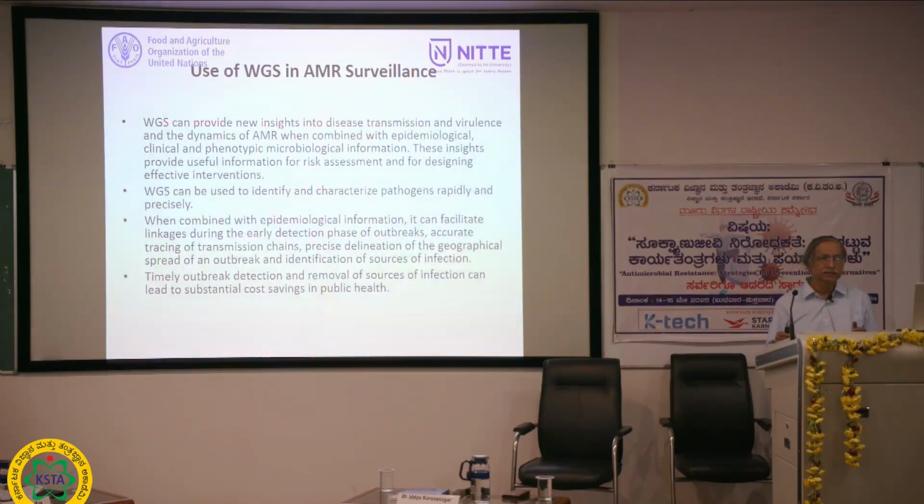So whole genome sequence can be used to identify and characterize pathogens, and also to trace, say, if you isolate from an animal and a clinical isolate, are they the same or different, how close are they. You can get information on that by using the whole genome sequence. When combined with epidemiological information, it can facilitate linkages during the early detection phase of an outbreak, accurate tracing of transmission chains, and precise delineation of geographical spread.